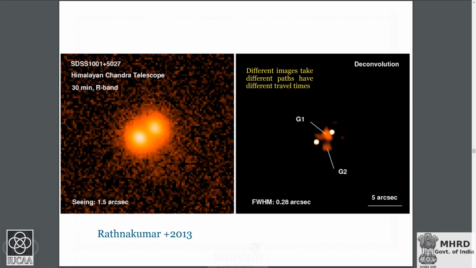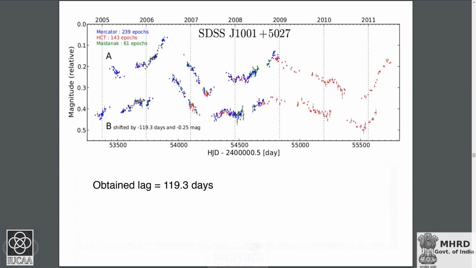This field was observed once in 5 days. This observation was continuously done once every 5 days and repeated for a few years, and from this data, photometry was performed on these two point sources, the two lensed quasar images. Photometry means basically the photons are collected from these two objects, and this is plotted as a function of time.